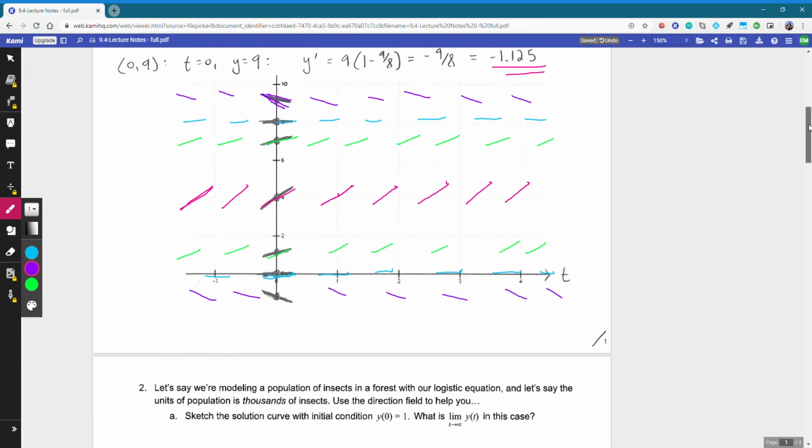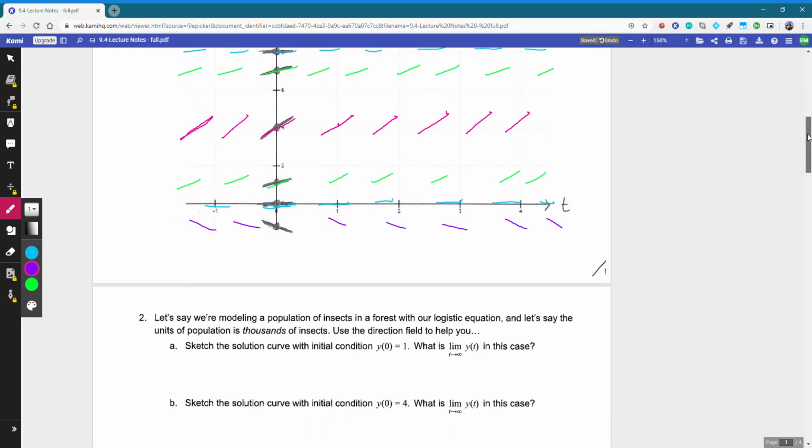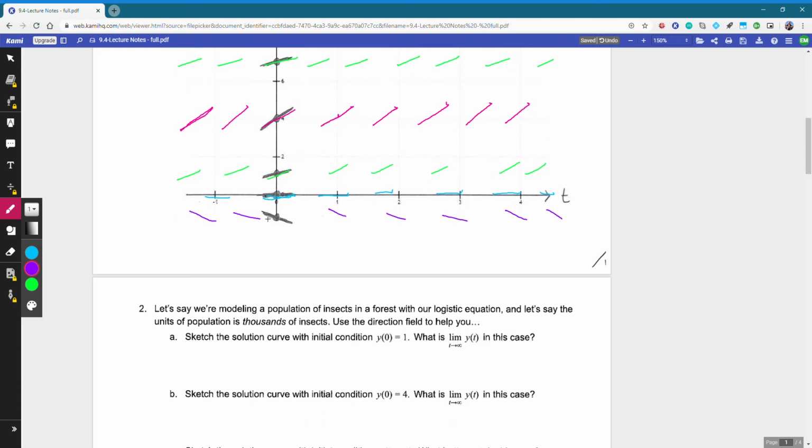All right, so moving on, the next question is wanting us to plot some solution curves and also put some physical interpretation to our differential equation. So here, we're thinking about modeling a population of insects in a forest. And so our units here, we're saying are thousands of insects. And so let's sketch a few solution curves.